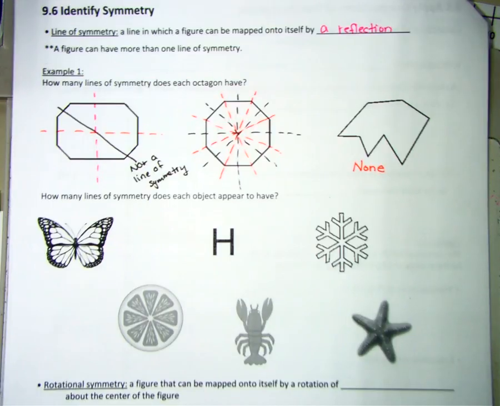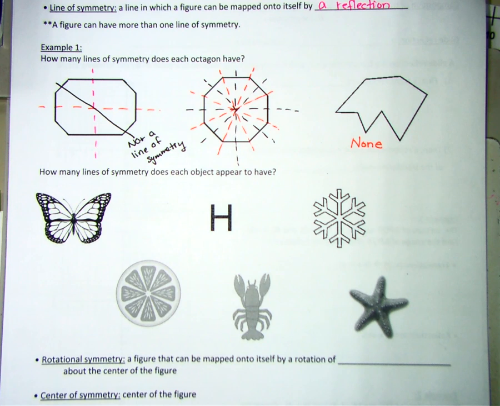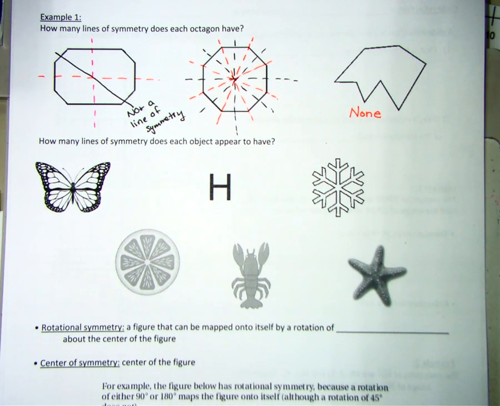Okay, let's go on to the next little part here. How many lines of symmetry? Okay, so take a second, take 60 seconds, and draw some lines of symmetry and see how many you get for each shape. It's okay if you don't find them all. Just see how many you can find for each shape. We've got 6 shapes.